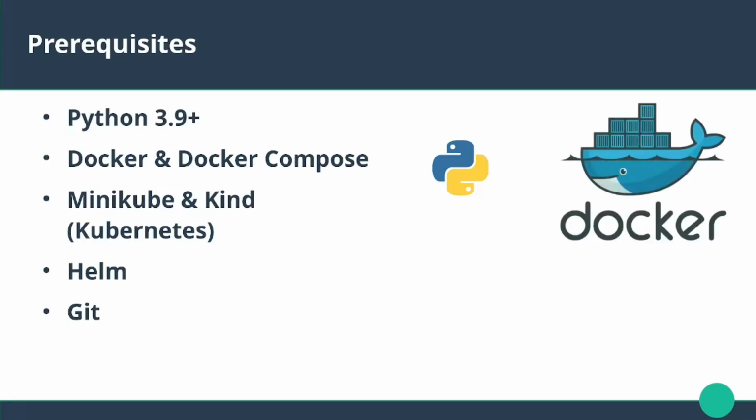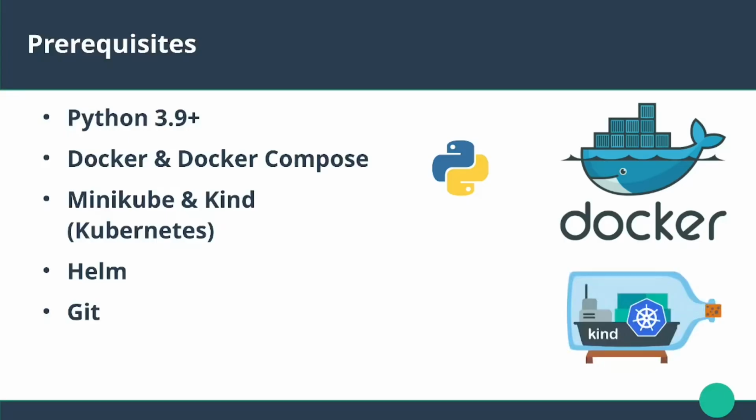Number 2, Docker and Docker Compose. This is essential for containerized services, and you can get it at docker.com. Third is Minikube or kind, which stands for Kubernetes in Docker. And this is for local Kubernetes for deployment.